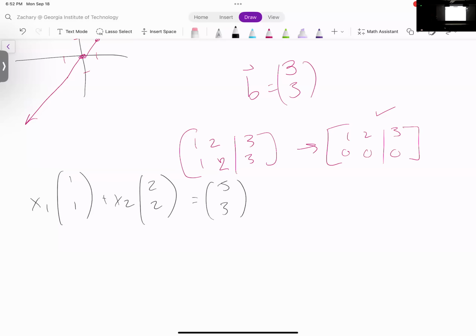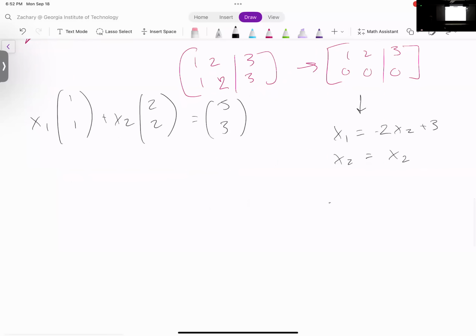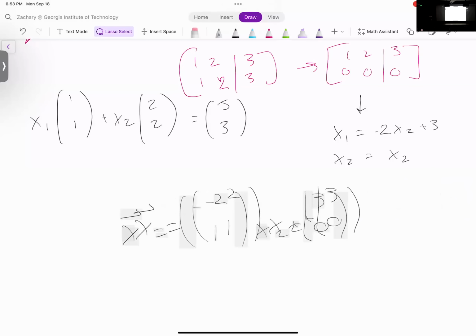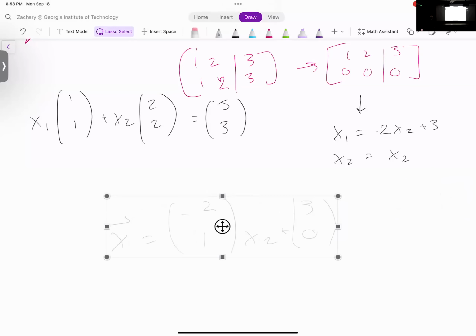But if we draw all of these things, we take it from here and we get it back in parametric vector form. x1 equals negative 2x2 plus 3, x2 equals x2. The x vector equals negative 2, 1, times x2 plus 3, 0. Okay. So however we pick x2 determines x1. Let me move this to the middle and make it a little clearer. So this is parametric vector form, and this describes your solutions.